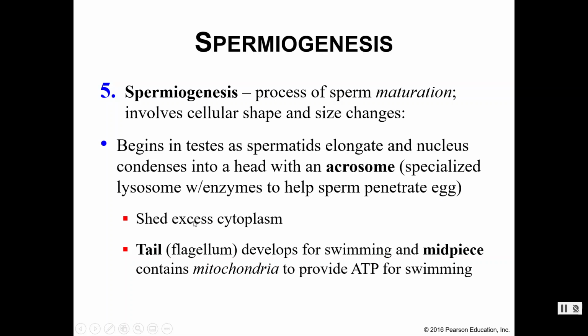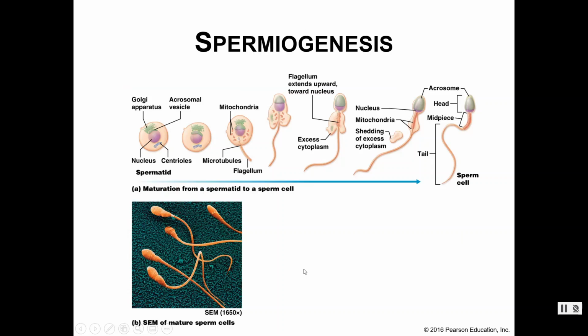We get rid of any excess cytoplasm that's not really serving a purpose. The tail, which is technically a flagellum, develops, and then we have a mid-piece. It's almost kind of like a neck that contains mitochondria that are going to produce ATP to power the flagellum so we can swim.